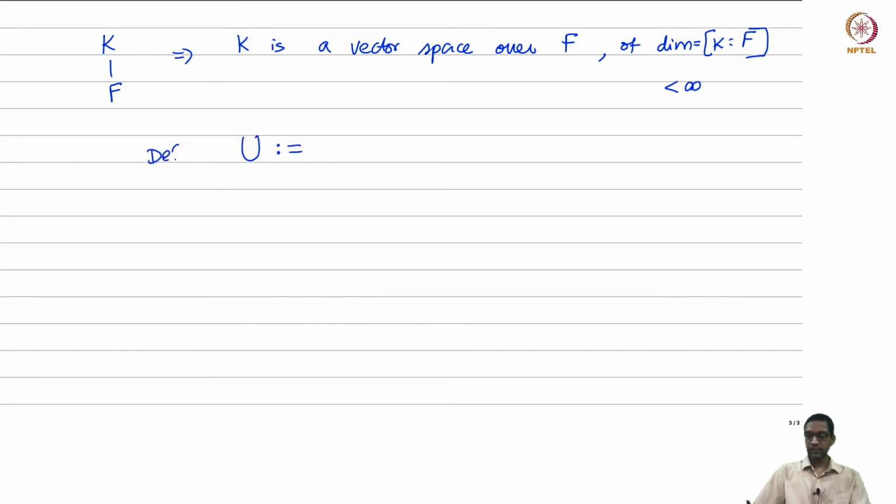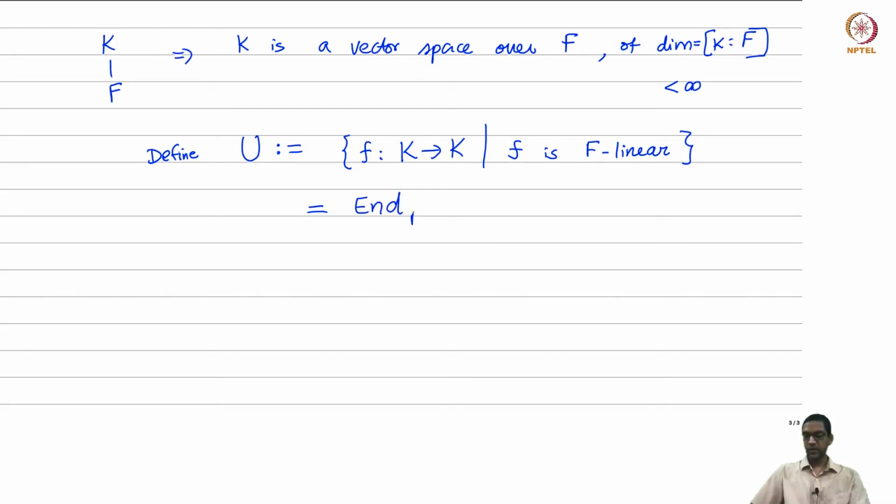Let's define U to be the set of all maps. Think of it as the set of all maps f from K to K, set functions, which satisfy an additional property that f is a linear transformation of K thought of as an F vector space. Okay, so f is F-linear. So it's a linear transformation from K to K when you view K as an F vector space.